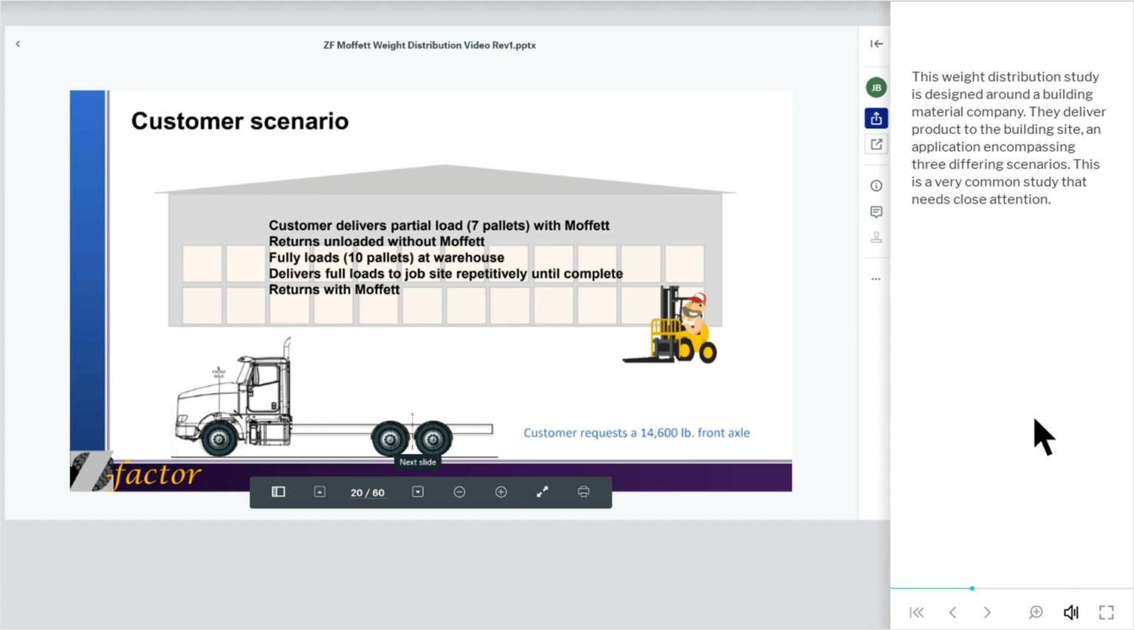This weight distribution study is designed around a building material company. They deliver product to the building site, an application encompassing 3 differing scenarios. This is a very common study that needs close attention.